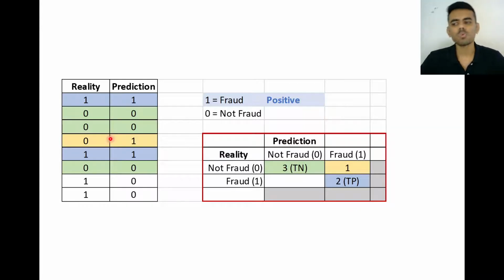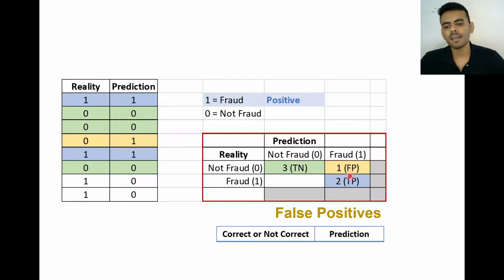There is precisely one case where the ground reality is 0, but my machine predicted 1. So reality is not fraud, but my machine predicted fraud. What do we call it? Again, what did the model predict? Model predicted label 1, which is essentially positives. That's why the suffix part is positive.